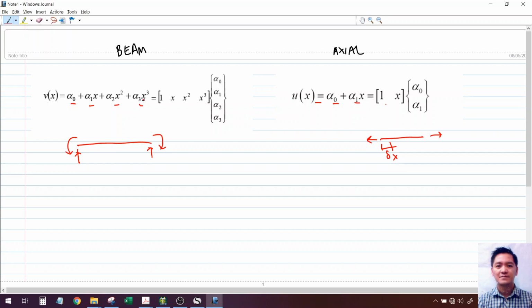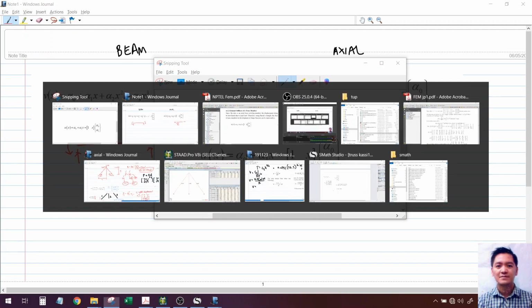So, ganito naman yung progression ng equation natin. Alpha naught, alpha 1x, alpha 2x squared, alpha 3x cubed. Or in matrix form, 1, x, x squared, x cubed, tapos column matrix itong unknown constants natin. Okay? So, that is for the V, or the vertical displacement along the x direction.